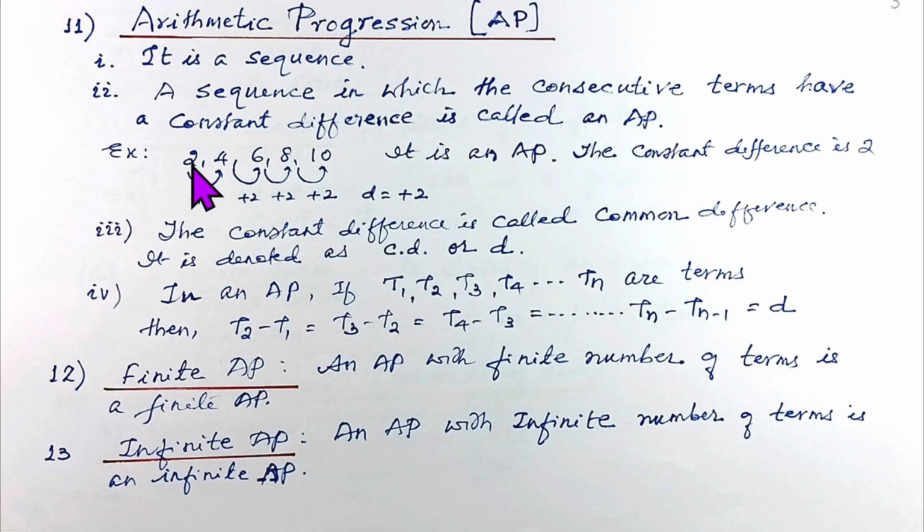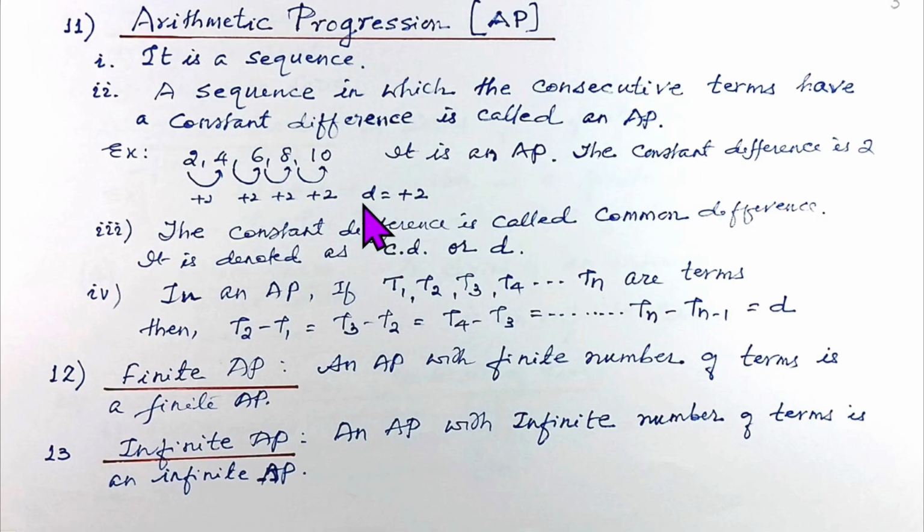Let us take an example. 2, 4, 6, 8, 10 are the terms of an AP, the terms of an arithmetic progression or a sequence. Now if you observe here, 2 and 4, the difference is 4 minus 2 is 2, 6 minus 4 is 2, 8 minus 6 is 2, 10 minus 8 is 2. That means the consecutive terms have a constant difference 2. That constant difference is called the common difference, and that common difference is represented by plus 2.